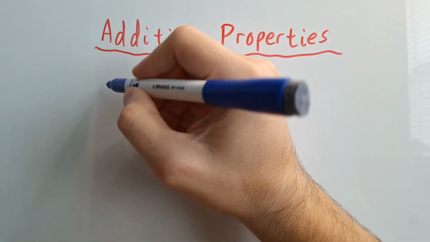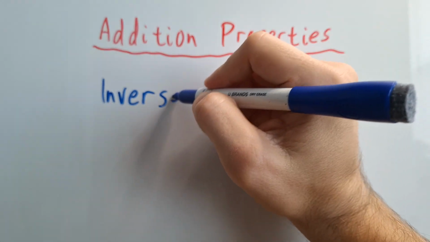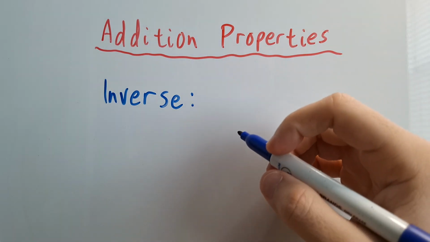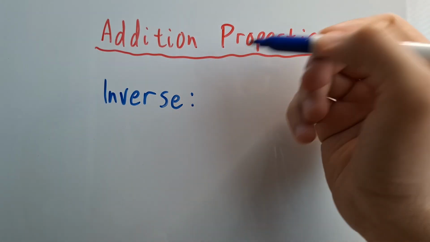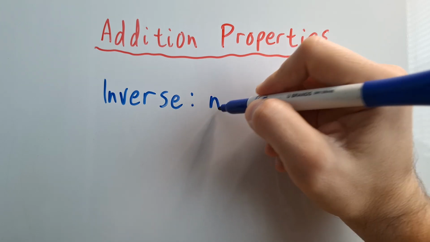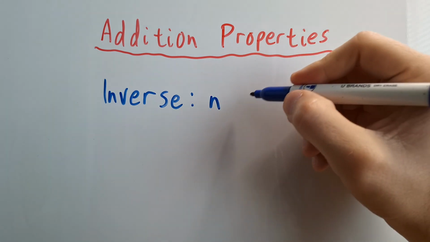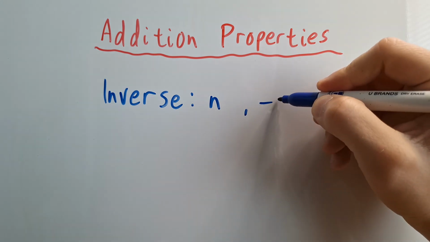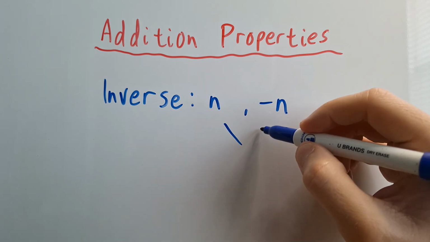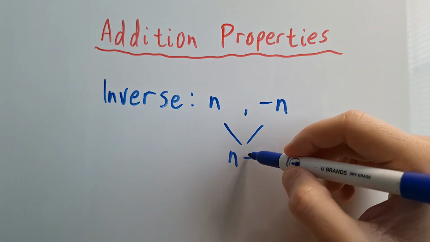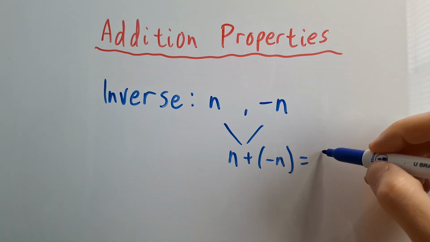And the name of this property is known as the inverse property of addition. And what the inverse property states is this. For every real number, again, we'll use the letter n for this case, there is an additive inverse known as negative n, such that their sum is 0.